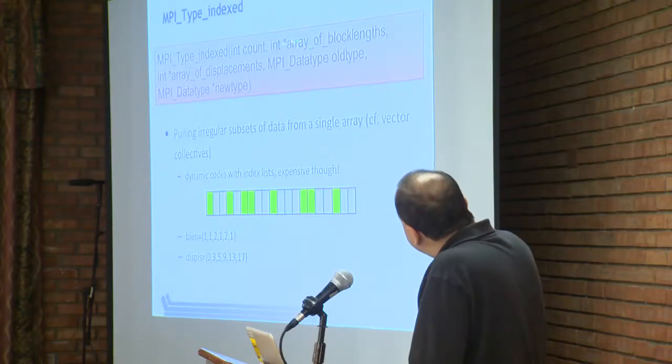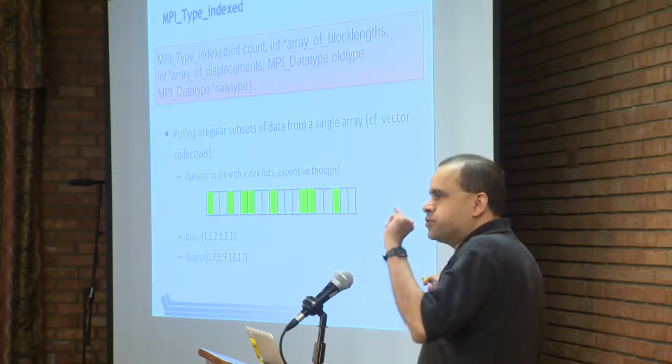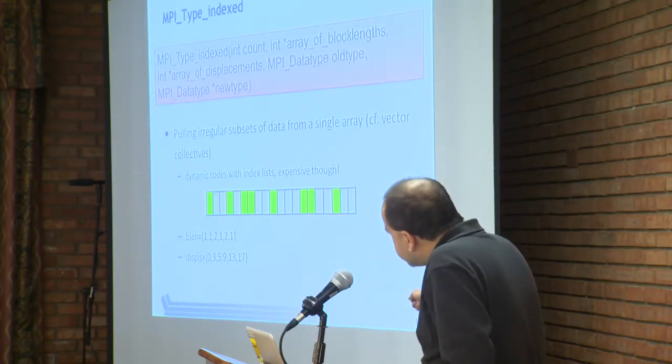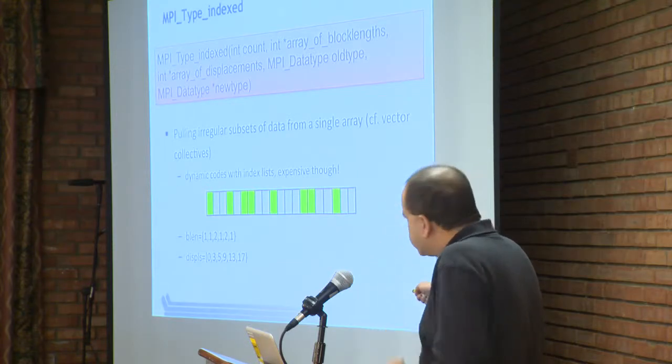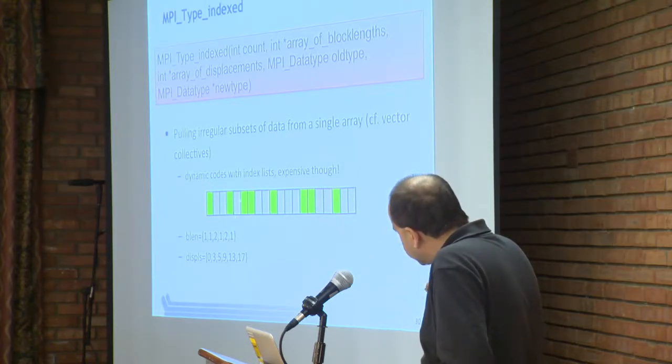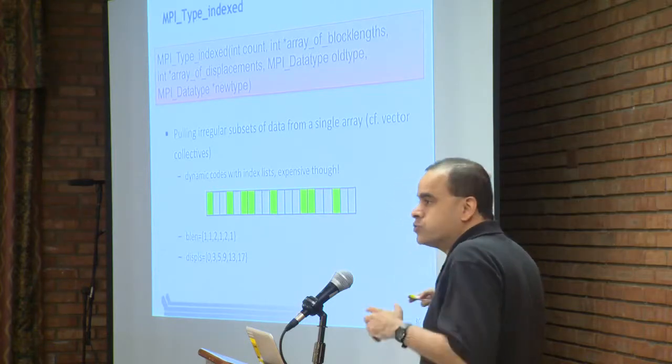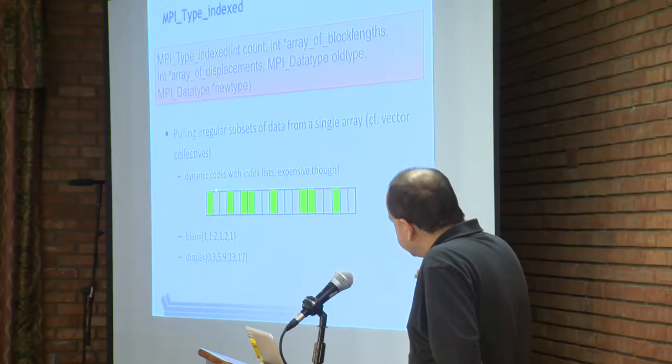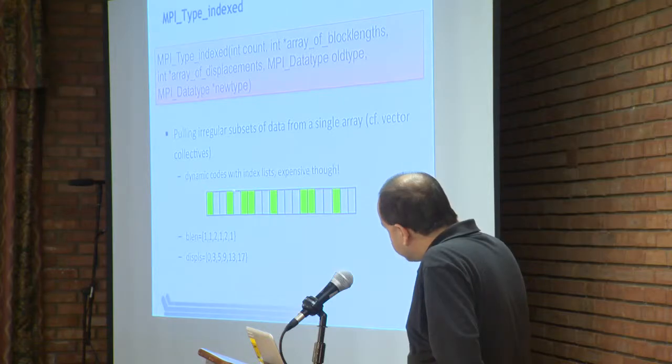The rest is the same. You have a count, which is the number of these green bars. So that would be 6 out here. The array of block lengths is another thing that could be different, as each of these blocks could be of different sizes. So again, this is of size 1, this is of size 1, this is 2, 1, 2, 1, and so forth. So that's the other thing that is different. The vector had a uniform block size as well. So this becomes an array, this becomes an array. The displacements, again, are the displacement from the start of this and the start of the first one, and similarly the start of this and the start of the second one.